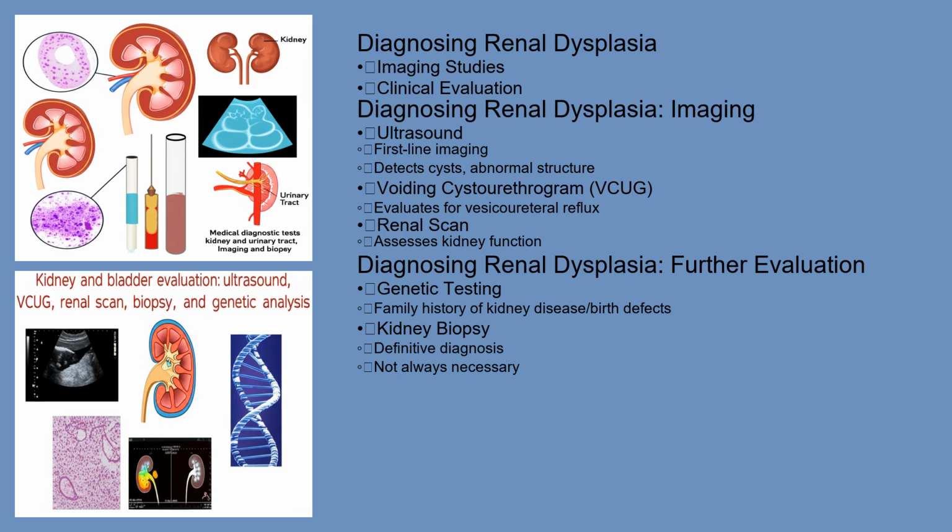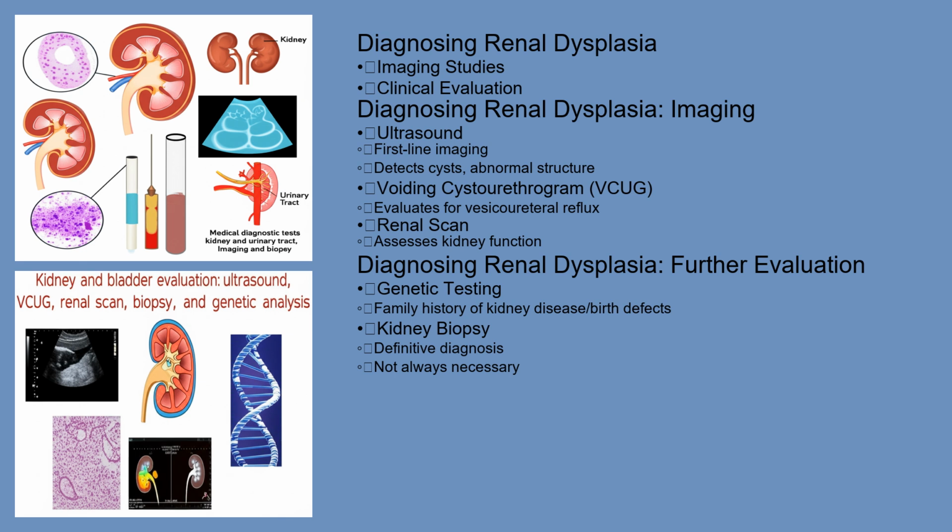Diagnosing renal dysplasia typically involves a combination of imaging studies and clinical evaluation. Ultrasound is often the first-line imaging technique, as it can visualize the kidneys and detect abnormalities such as cysts or an abnormal kidney structure. A voiding cystourethrogram, or VCUG, may be performed to evaluate for vesicoureteral reflux, a condition where urine flows backward from the bladder into the kidneys.